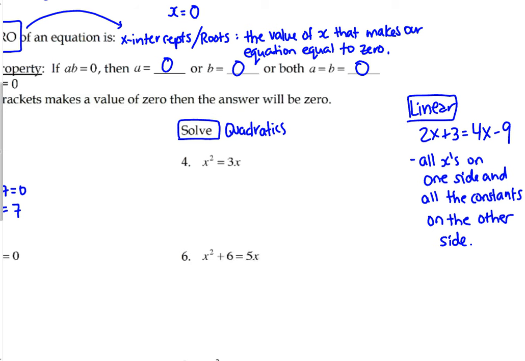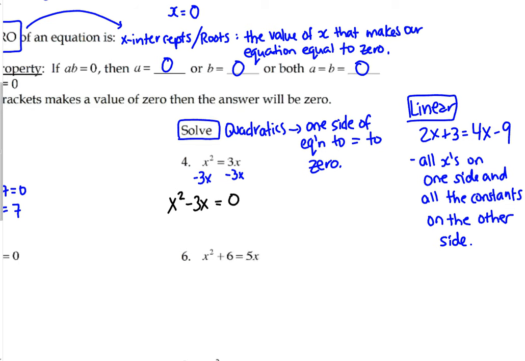So in quadratics, to solve a quadratic, we actually need to get everything onto one side and the other side equal to zero so that we can factor. So with a quadratic, we need one side of the equation to equal zero. Usually we try to make x squared a positive x squared. So in this case, who should we move? The 3x, we're going to subtract it to the other side. And we're left with x squared minus 3x equals 0.